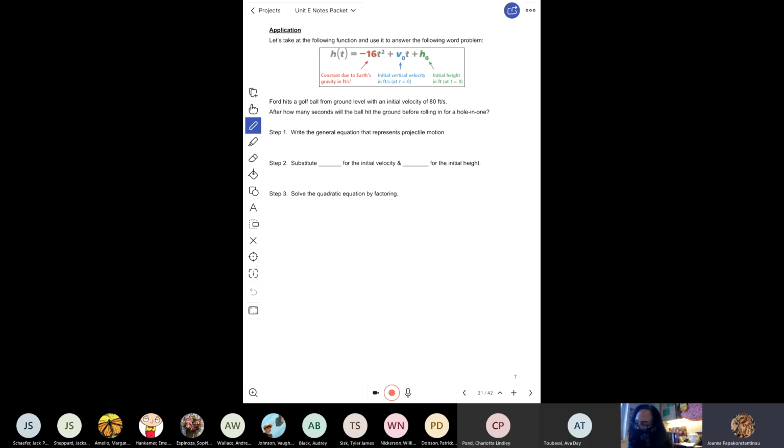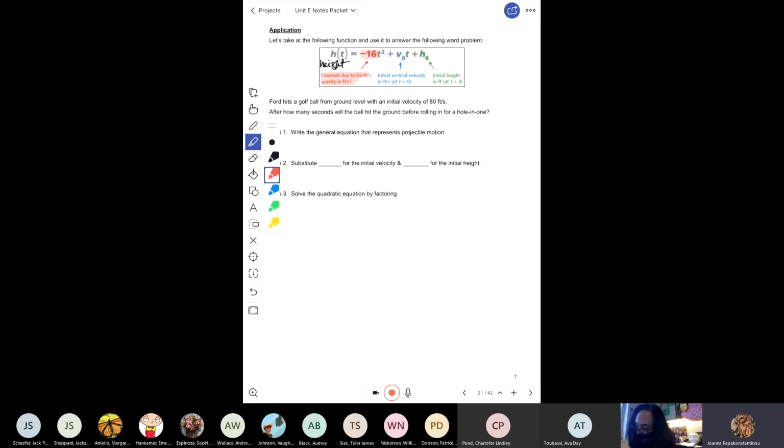Now, this is a standard function due to gravity. Okay, this is a quadratic function, the highest degree of the variable t is 2. H is a function of t. So the height is why it's called h, is a function of t, which is time. Okay, now this negative 16 is a gravitational constant. It's a given. It's been determined by someone much smarter than all of us.